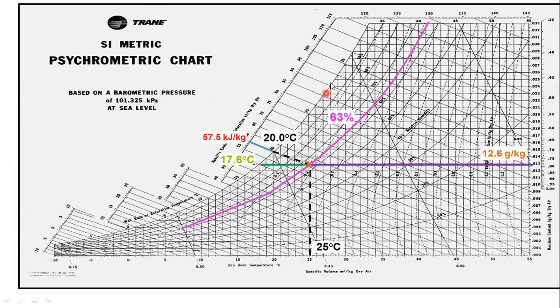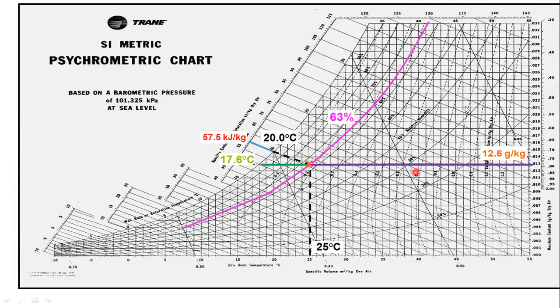If we go horizontally towards this 100% relative humidity curve, we get the dew point temperature, that is 17.6 degrees Celsius. For finding the specific enthalpy, I told you about this inclined line which makes a 30-degree angle with the x-axis; we need to extend it towards the enthalpy scale. You can see this blue line now reaches the enthalpy scale. Here, this point shows the enthalpy of our numerical, that is 57.5 kilojoule per kg.